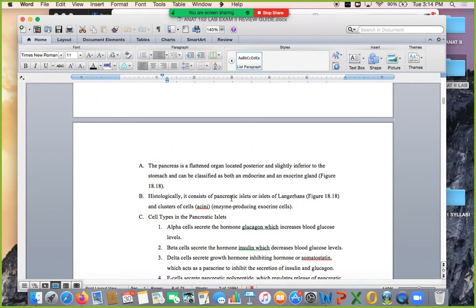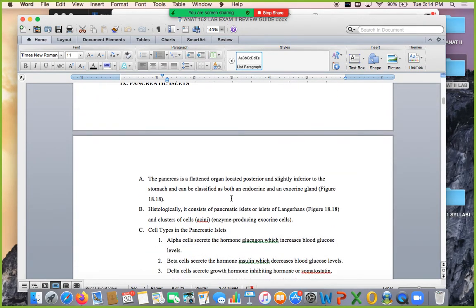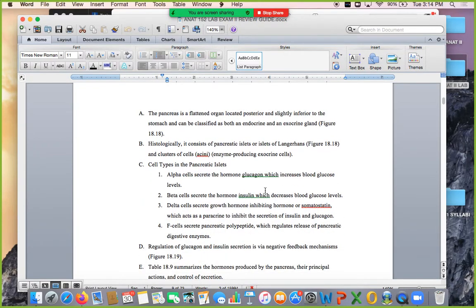Let's see. Okay, so let's talk about the pancreas. The pancreas also is part of the endocrine system. It's a long, flat organ, and we talked about it with digestion quite extensively. It's classified as both an endocrine and an exocrine gland because it's going to secrete things both locally and on a larger scale. Histologically, it's going to have the pancreatic islets, which are called islets of Langerhans because he's the one that figured them out, and acini cells, which are exocrine cells that produce enzymes.